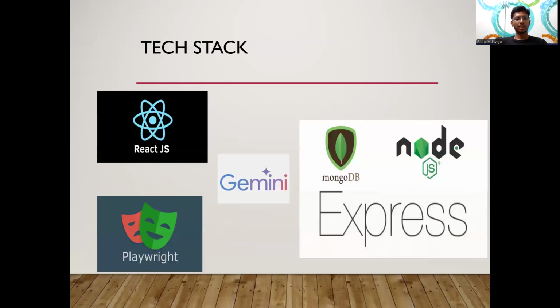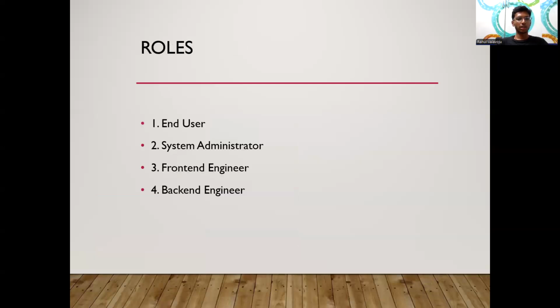Coming to the tech stack, as we have seen before, we are using React.js for building the front end of the application. We are using Playwright for the web scraping. We are using, as of now, Gemini API for generating summaries of the reviews. We are using MongoDB, Node, and Express for authentication logic.